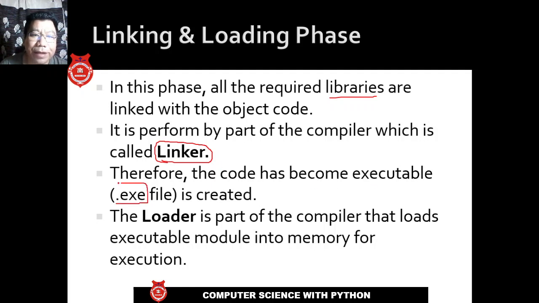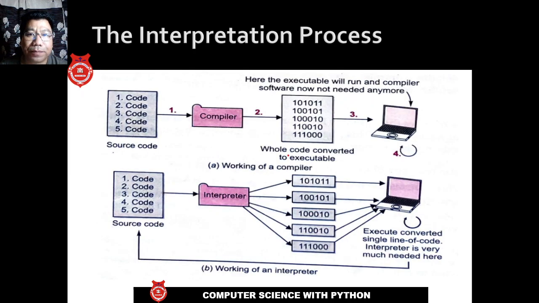The code has become runnable, which can be run in the computer. Then after that, the loader will load the executable modules into the memory for execution. The loader is necessary only when you want to run the program. If it is not required to run the program, you may not need to load it. So after that, the program you have written will be executed by the computer. I hope it's clear. If it is not clear, you can ask me anytime on WhatsApp.